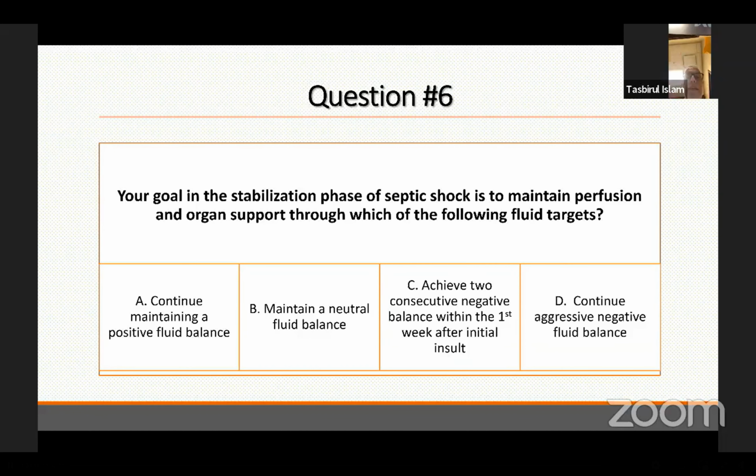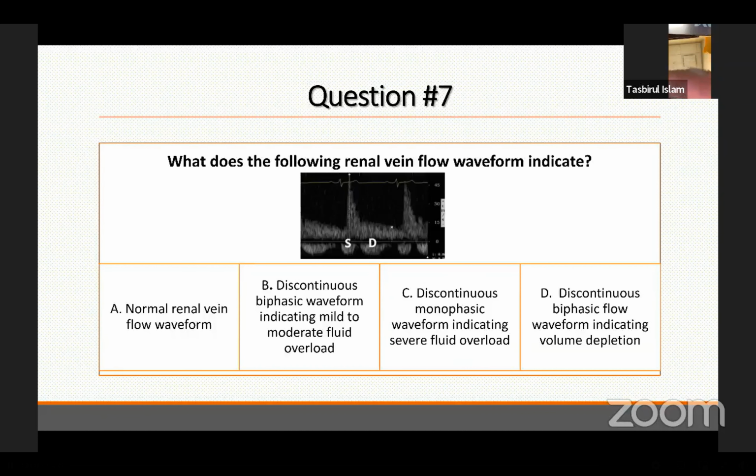Okay, next question. Nafisa, keep an eye on that. What does the following renal vein flow waveform indicate to you? A, normal renal vein flow waveform. B, discontinuous biphasic waveform indicating mild to moderate fluid overload. C, discontinuous monophasic waveform indicating severe fluid overload. D, discontinuous biphasic flow waveform indicating volume depletion.